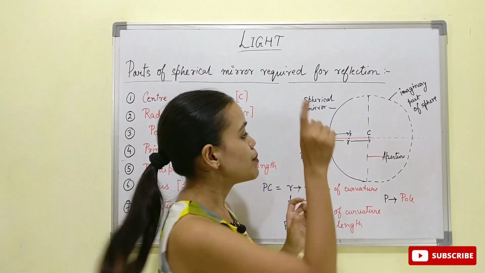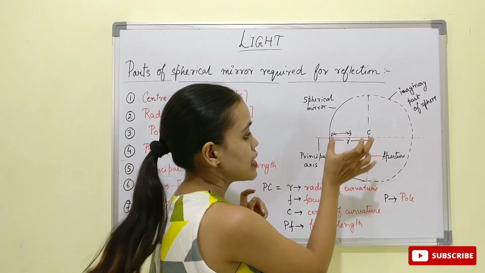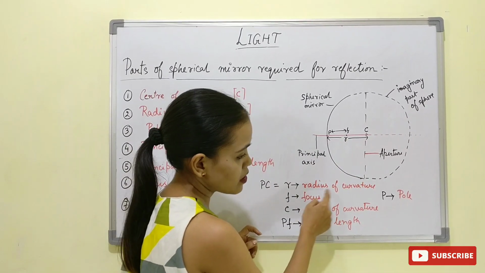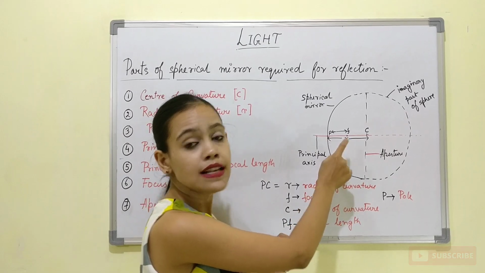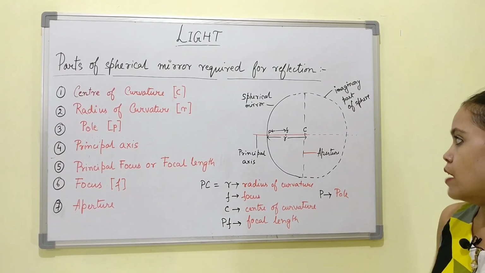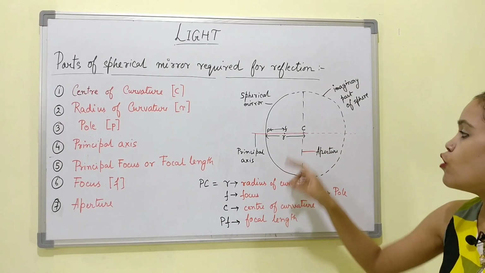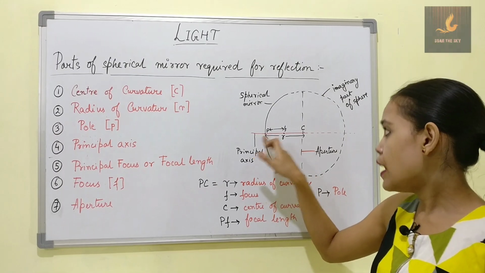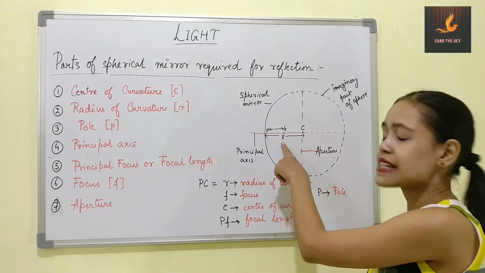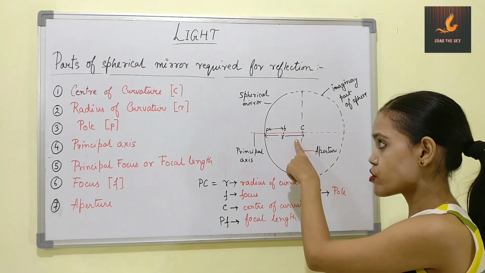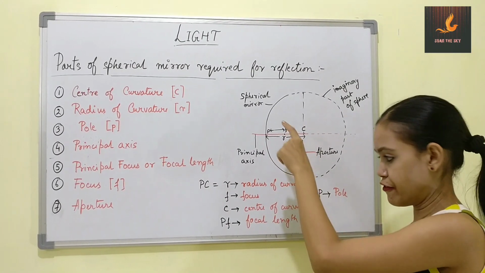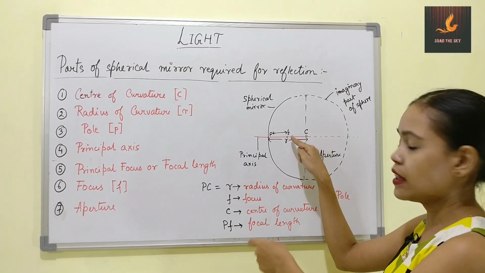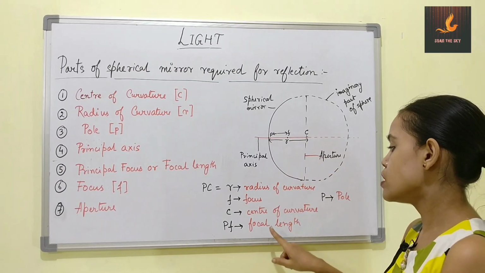Then the distance between P and C is nothing but the radius of the sphere. This we call the radius of curvature and it is denoted as R. The rest of the parts are focus and focal length. Focus is just at the center of the pole and the center of curvature. It's exactly in between pole and center of curvature, denoted by the small f. F is focus, and the distance between the pole and the focus is called focal length.